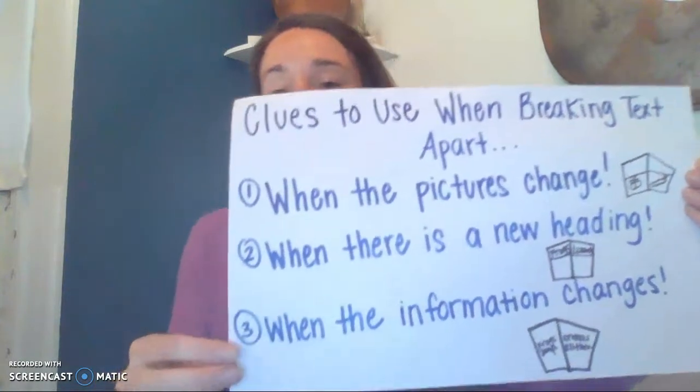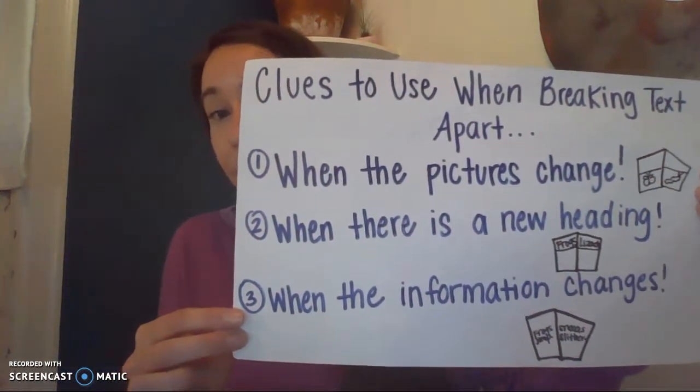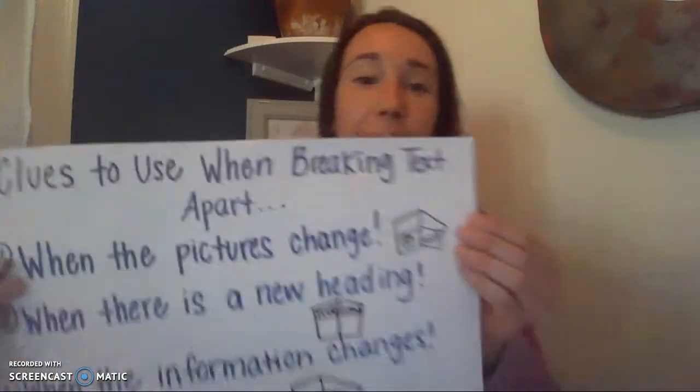So today I want to teach you that nonfiction readers can take a nonfiction text and break it apart into smaller sections so we can better keep up with all the information the nonfiction book is teaching us. And there are some clues in nonfiction books that can help us as readers to break apart the book and figure out what those smaller sections are. So, we're going to go over 3 different clues that nonfiction readers can use today. Clues to use when breaking the text apart.